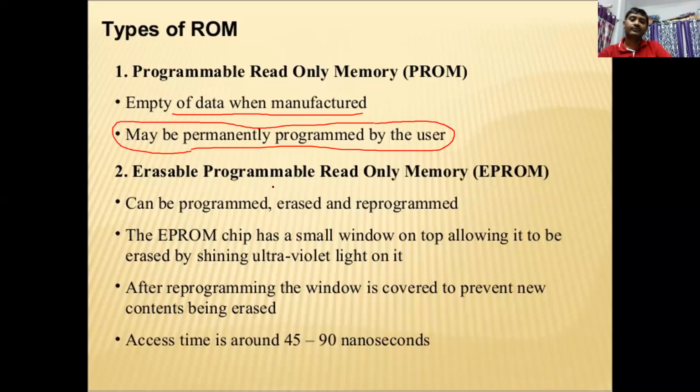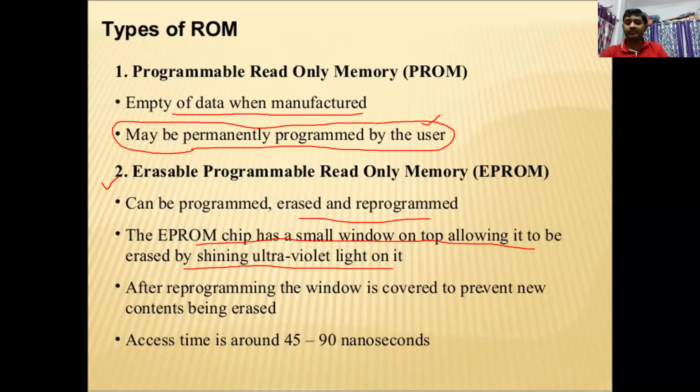Erasable programmable read-only memory: suppose in the PROM you programmed it and by mistake there is an error in the program, you cannot erase it. But you can go for EPROM, where the contents can be erased and it can be reprogrammed. It is erased this way: the EPROM chip has a small window on top, allowing it to be erased by subjecting it to ultraviolet light.